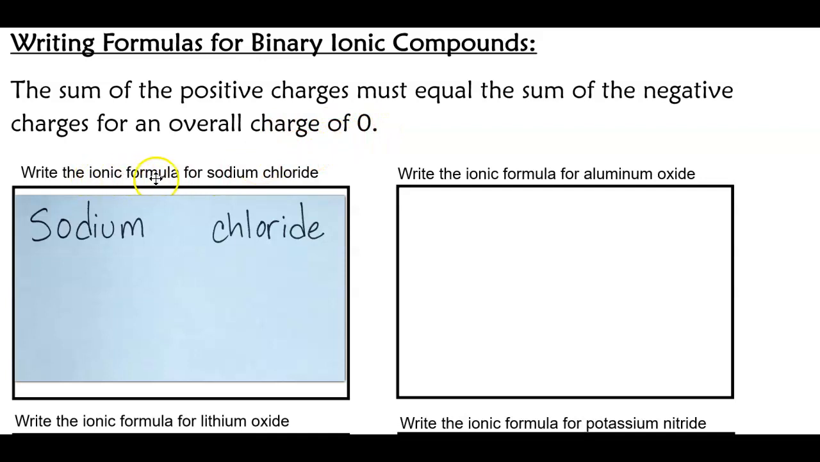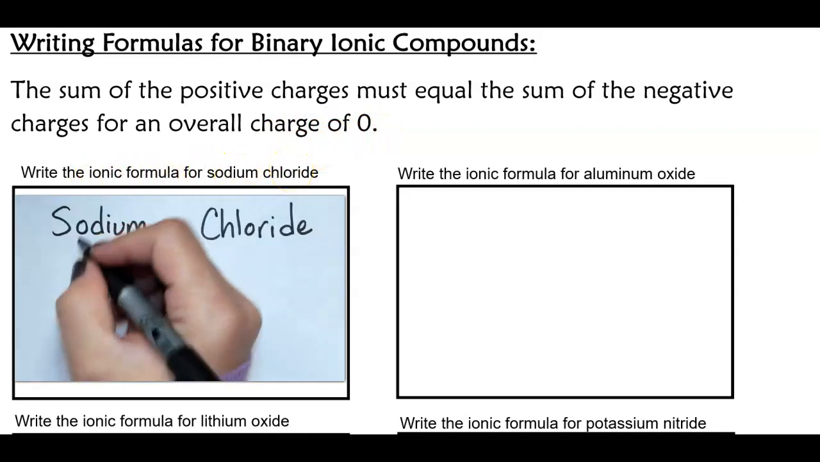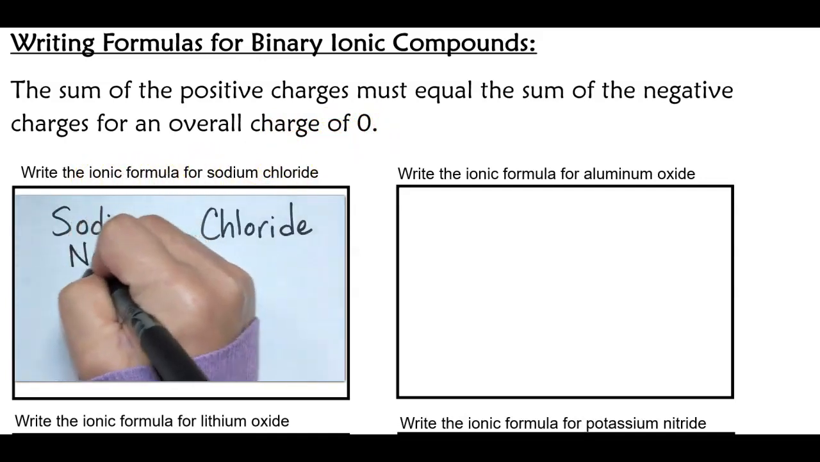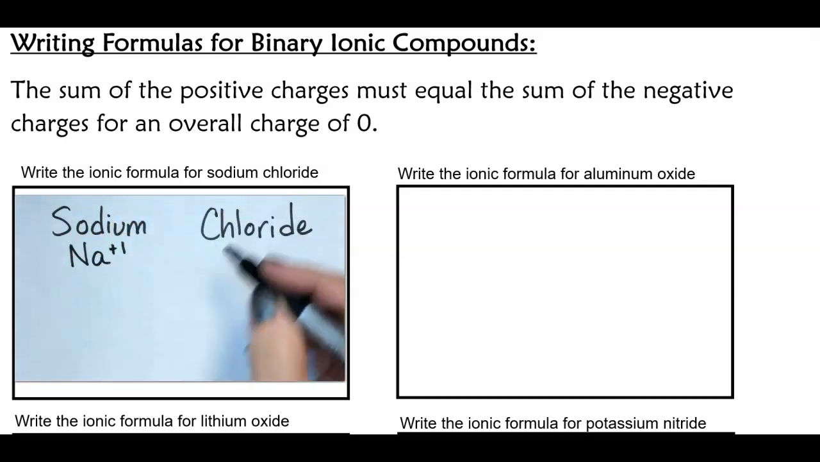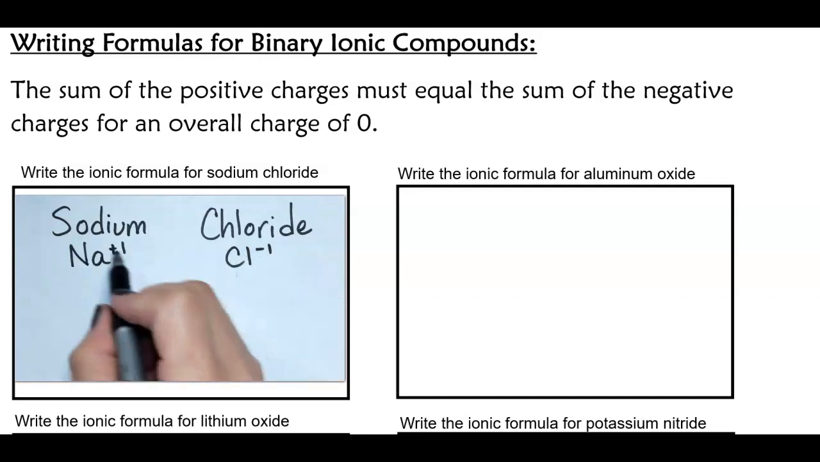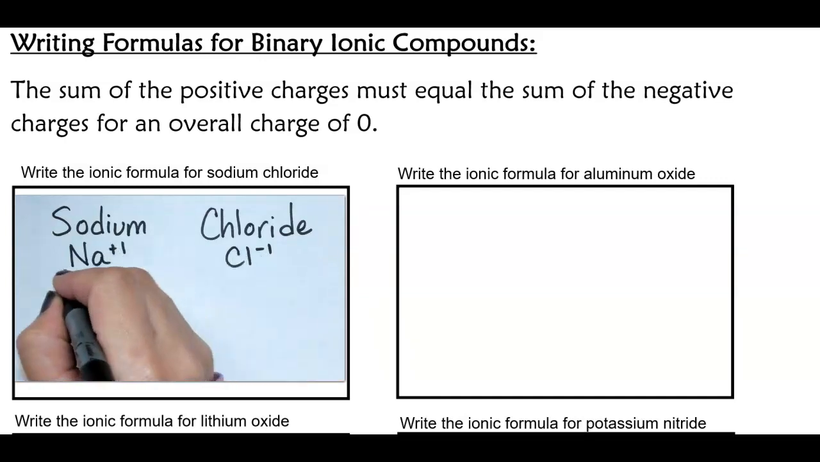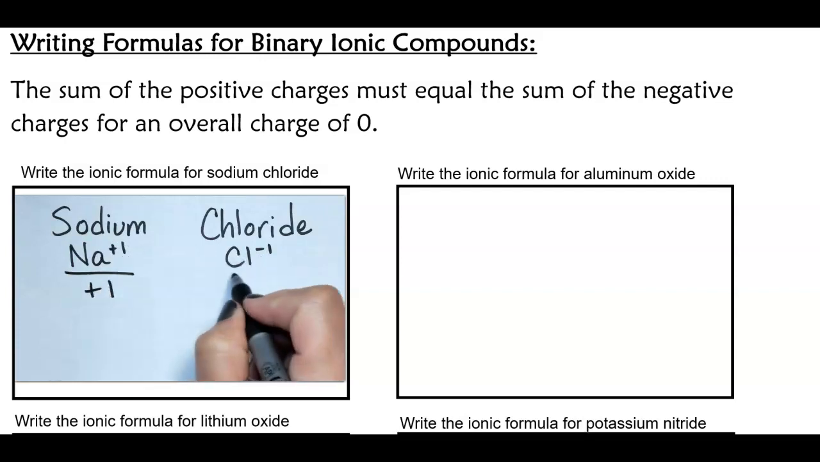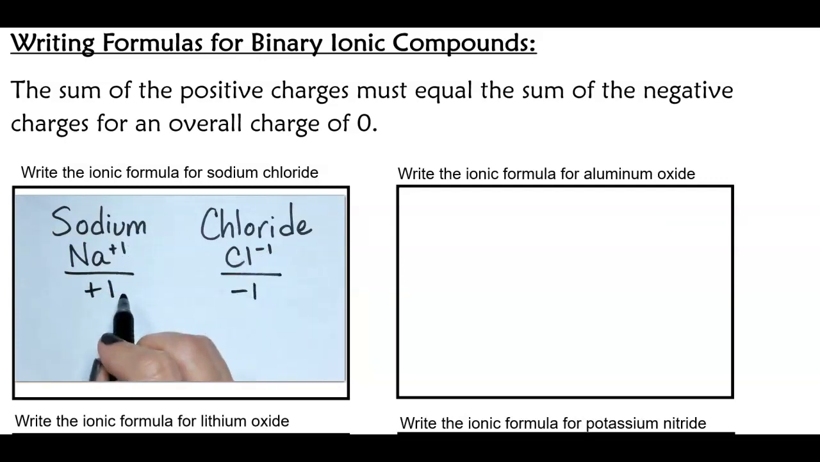So if we write the ionic formula for sodium chloride, find sodium on the periodic table, it's in the alkali metals, which gives it a +1 charge. Chloride is in the halogens, and that gives it a -1 charge. Since +1 and -1 are equal and opposite, these two cancel with each other and have an overall charge of 0, because we have a total of +1 and a total of -1.